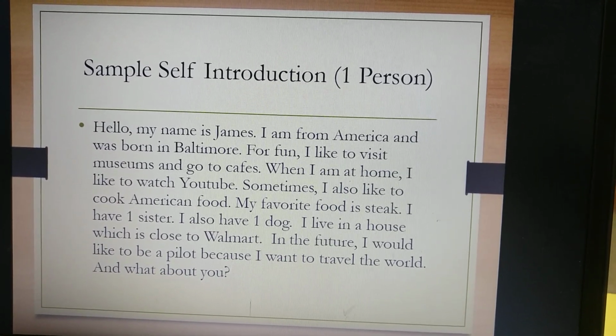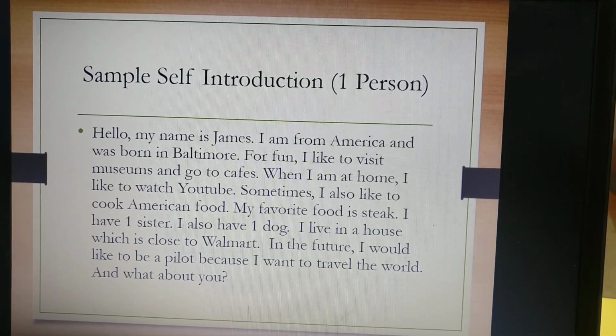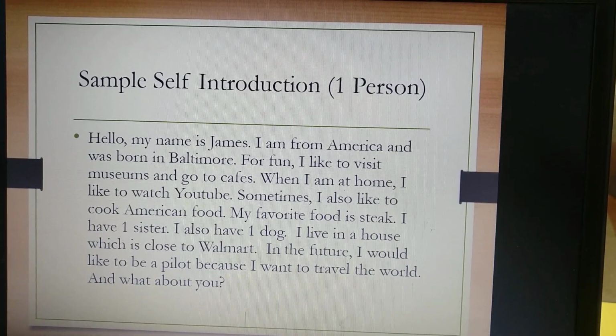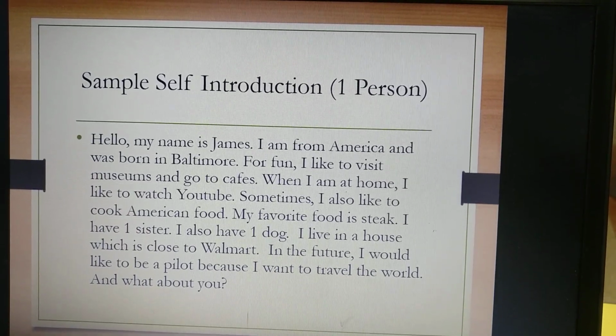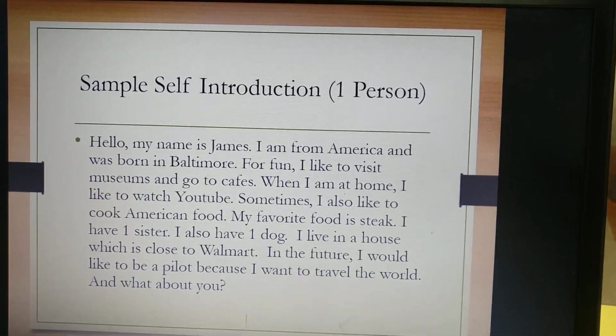My favorite food is steak. I have one sister, and I also have one dog. I live in a house which is close to Walmart. In the future, I would like to be a pilot because I want to travel the world. And what about you?